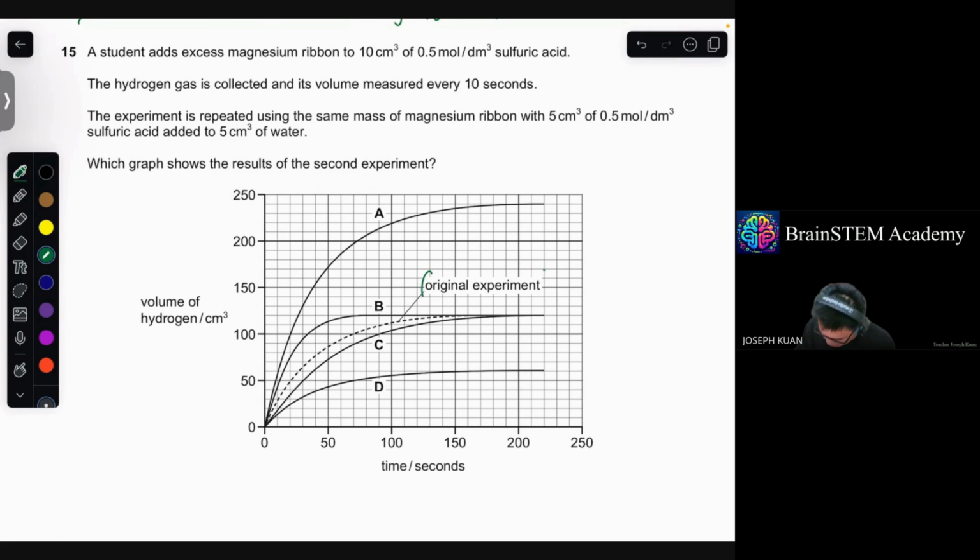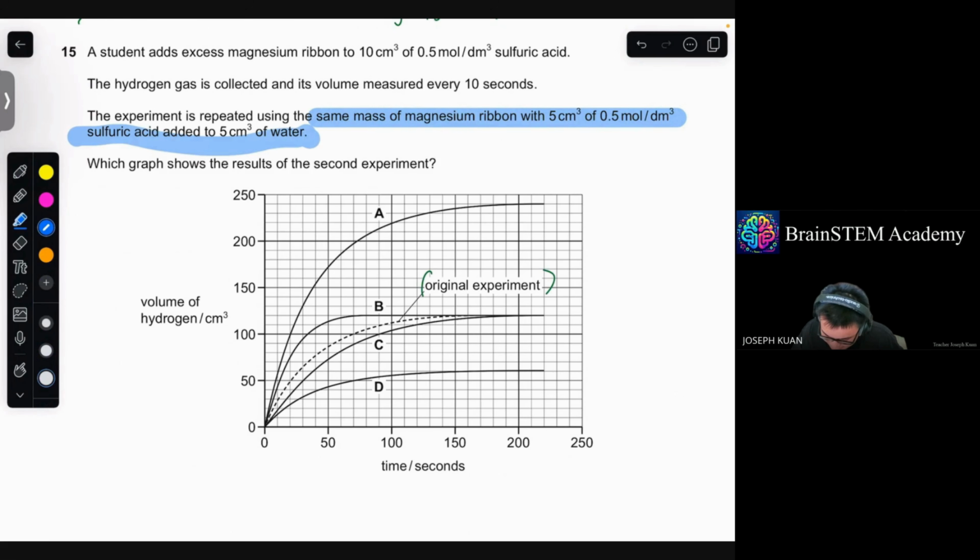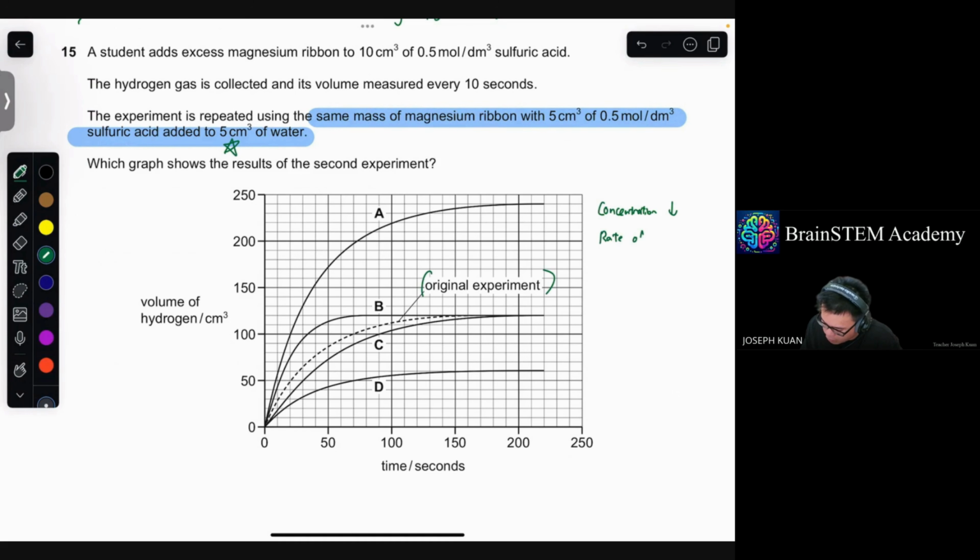So we have the original experiment given to us. Let's observe what's the change here. We are using the same mass of magnesium ribbon, but this time we are using a diluted version of our sulfuric acid, because you are essentially adding water to the sulfuric acid. So as concentration decreases, for a reaction, we should expect to see the rate of reaction drop.